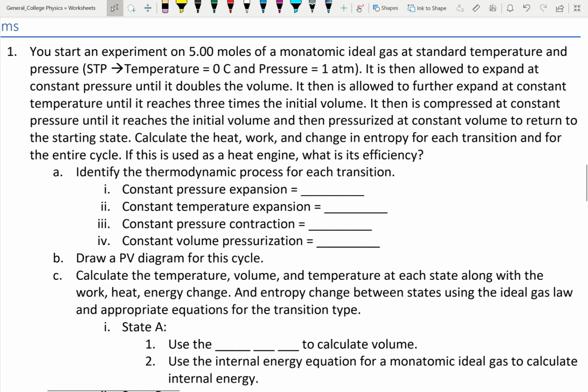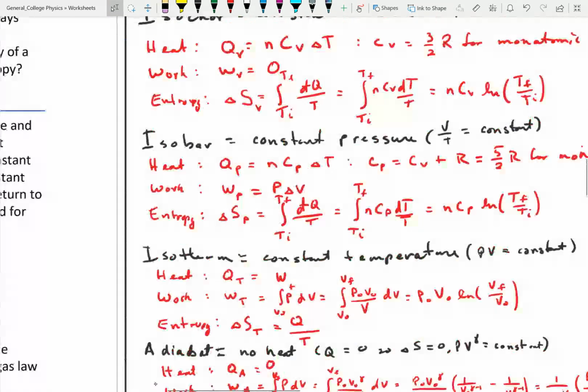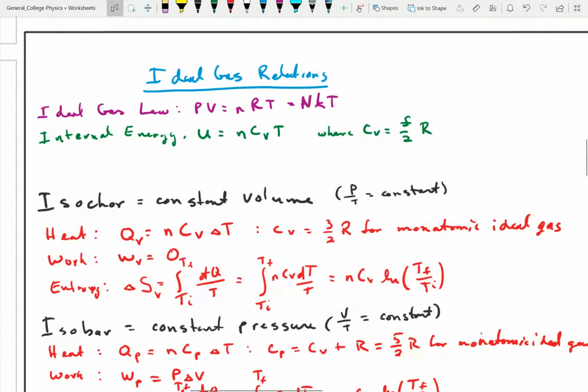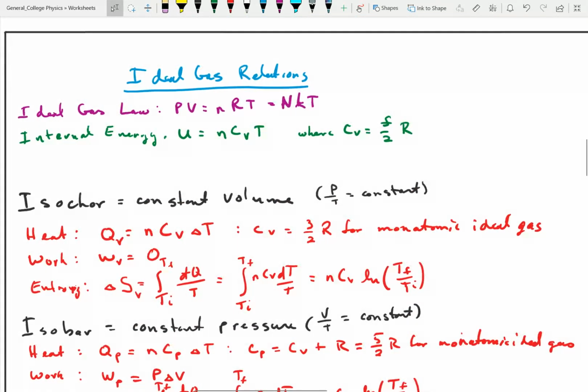Okay, looking at the single problem, a pretty big problem that I gave you for chapter 15. Before I get started, I made a table over here to summarize the different thermodynamic processes. These are all for ideal gases.